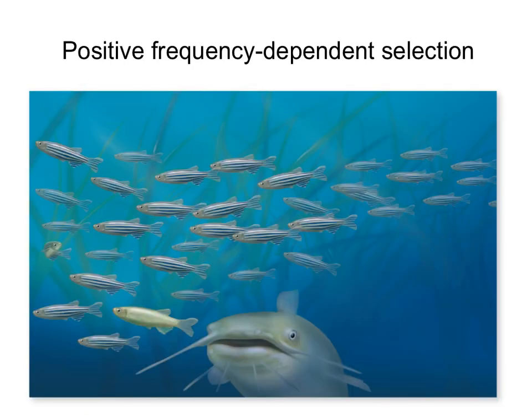The opposite of negative frequency dependent selection is positive frequency dependent. Here is when you have the common genotype, you are more likely to survive. So in this fish, for instance, if you look like all the other fish, you will be more likely to survive. But if you stand out, now you will become a target for the predators. So in that case, if you have the common genotype, you're more likely to survive. If you have the rare genotype, you will be less likely to survive.